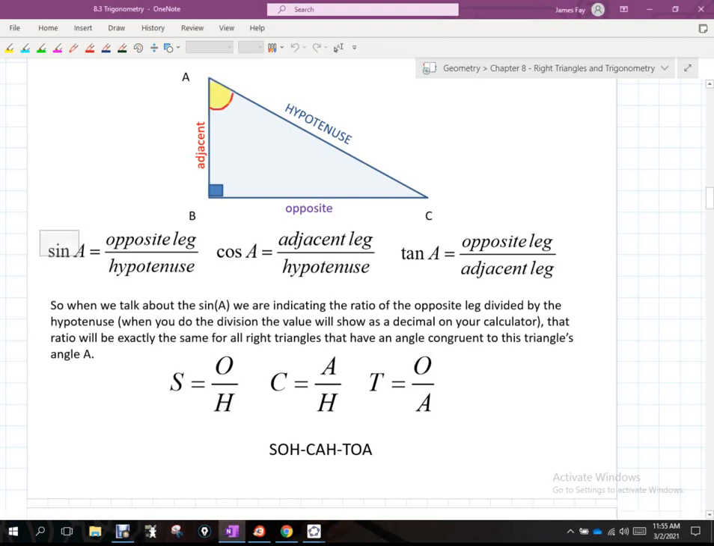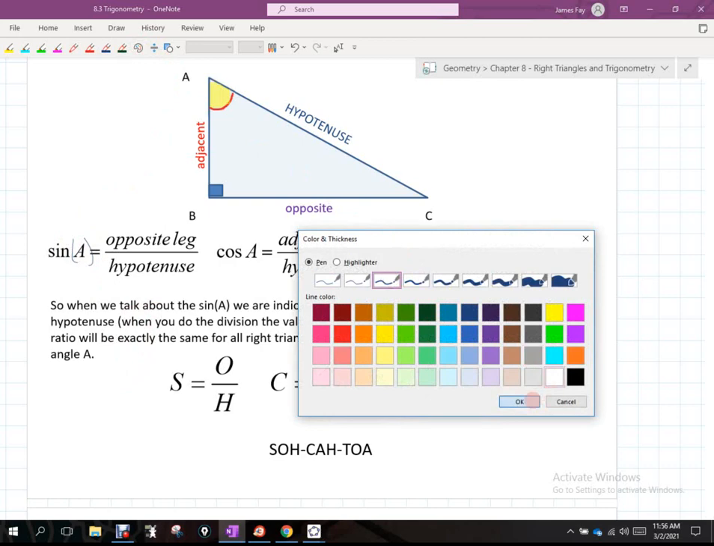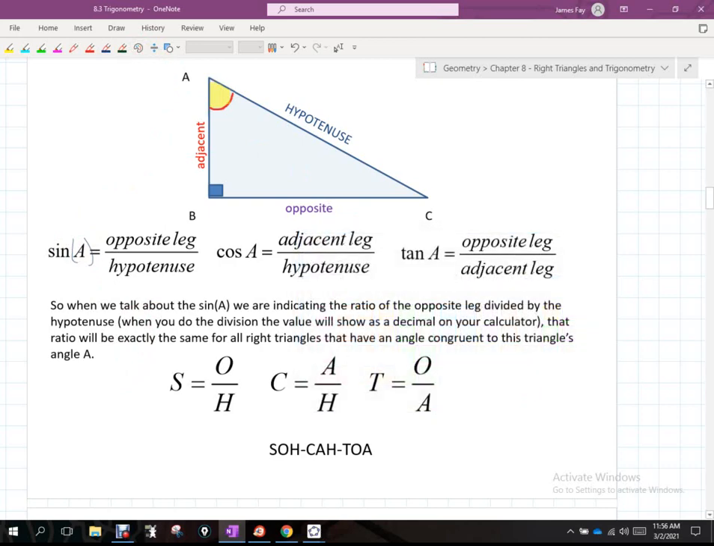So sine, don't worry about why it is called sine. That's not a big deal, okay? Sine of angle A, and usually we'll put parentheses around that A, okay? What it means is that it is the ratio, which is a fraction, right? Or the comparison of two numbers through division. And those two numbers are always going to be the opposite side divided by the hypotenuse. Is that okay with everybody?